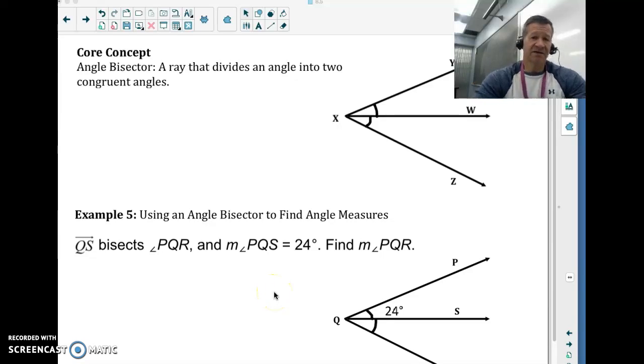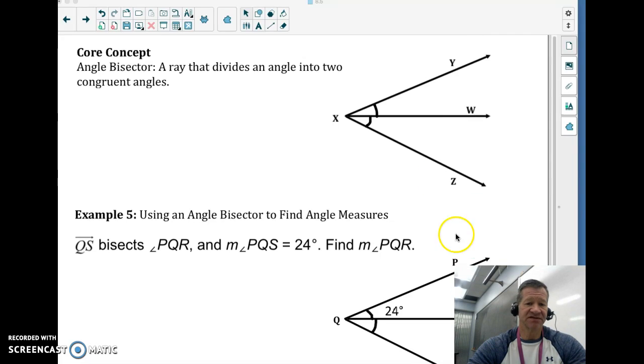Finally, the last example of section 8.5, example 5. The core concept we're going to work on here is that of bisecting angles. Now, what an angle bisector is simply this. It's a ray that divides an angle into two congruent angles.